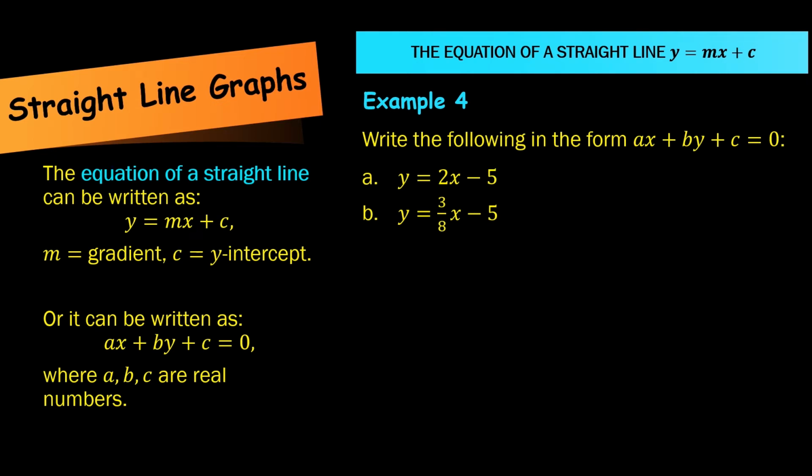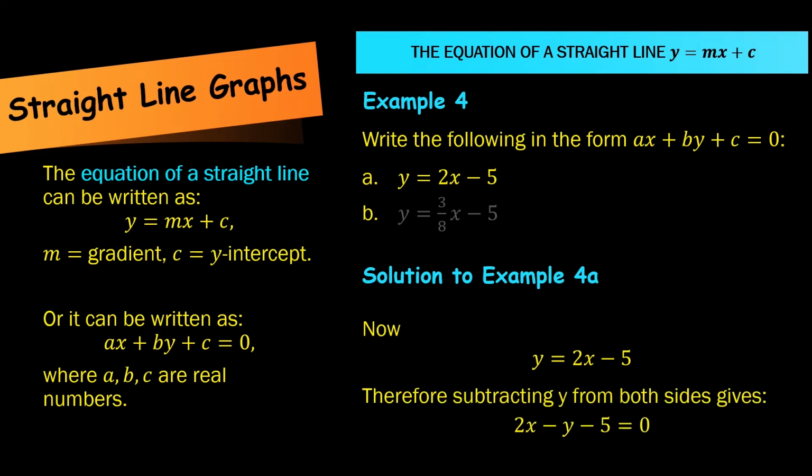Let's have a look at another example in which we rearrange equations into the form ax plus by plus c equals 0. We will proceed to solve example 4a. Now y equals 2x minus 5. Therefore, subtracting y from both sides gives us the equation in the form ax plus by plus c equals 0, where a equals 2, b equals minus 1, and c equals minus 5.